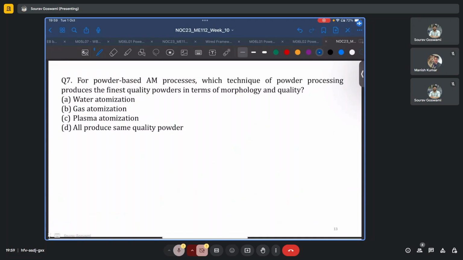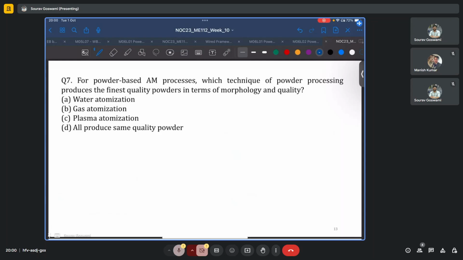Question 7 is asking us, for powder-based AM processes, which technique of powder processing produces the finest quality powders in terms of morphology and quality? So this might not be something that was discussed during the lectures, but it always helps to know a little about these things and how the powder was manufactured. We take it as ready feedstock for our processes, but if we have awareness about the manufacturing process, this may help us to make informed decisions.